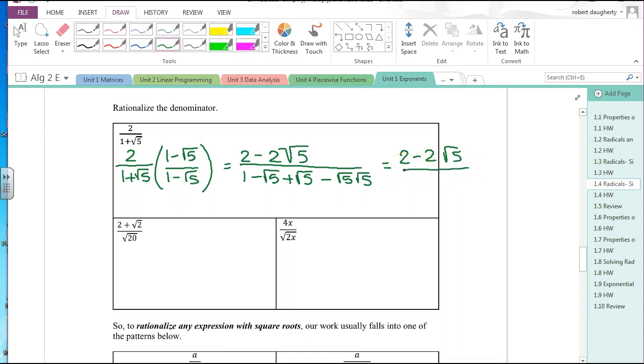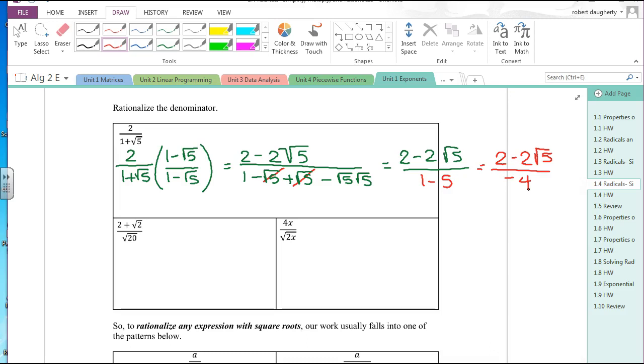The whole reason we did this was so that what goes away? The square roots. You can see that those two things add up to be what? 0. What is the square root of 5 times the square root of 5? It's 5. So on the bottom you get 1 minus 5. Right? So this becomes 2 minus 2 root 5 over negative 4. Okay, so that is rationalized.